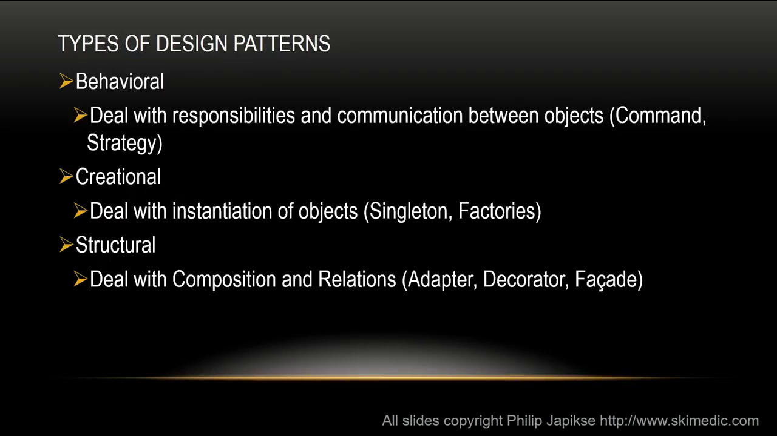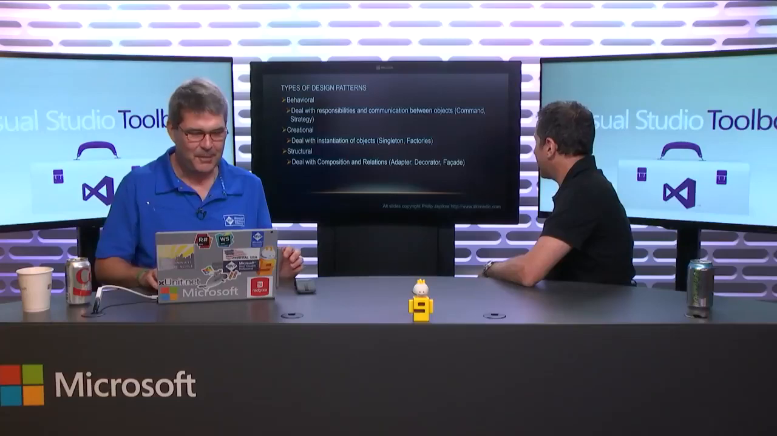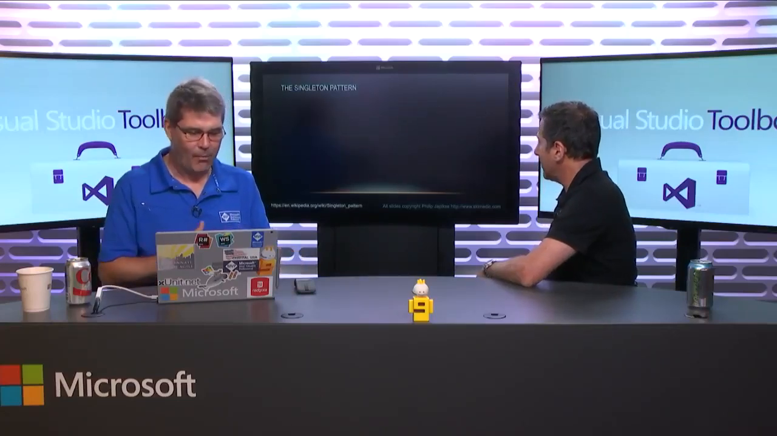We're going to talk about all of these, including the adapter, decorator, and facade. Those are just the three main buckets. We started off with the behavioral, not because I thought they were more important, but because B comes before C, which comes before S. So that was the order we chose. Today we're going to talk about the Singleton pattern.